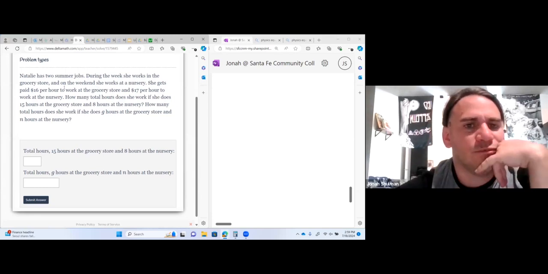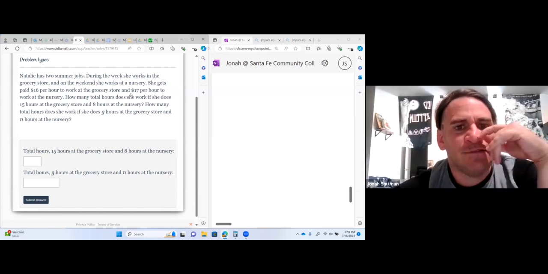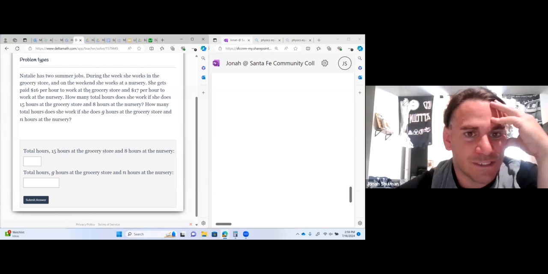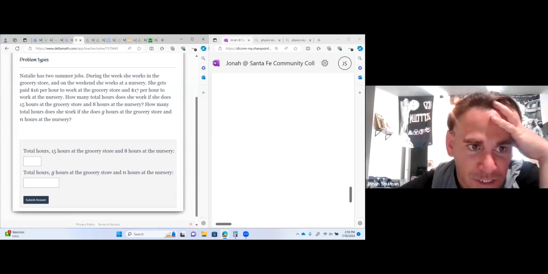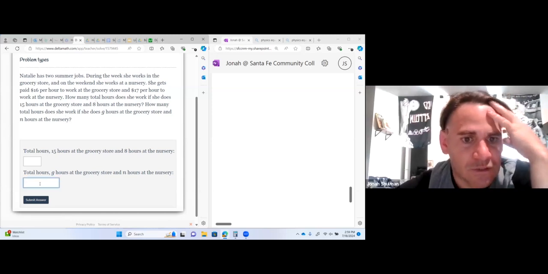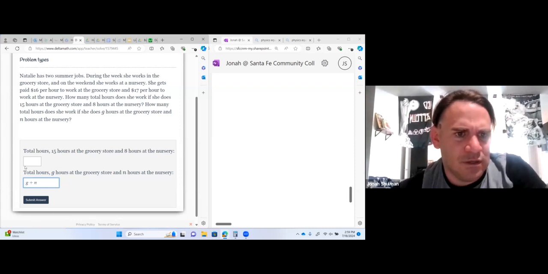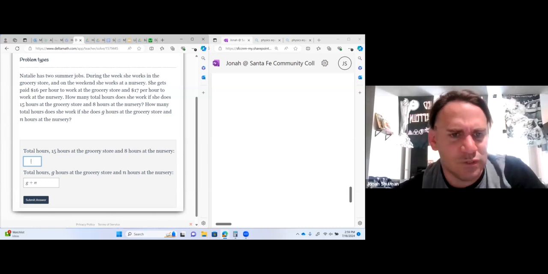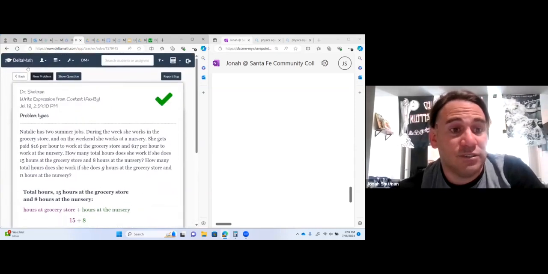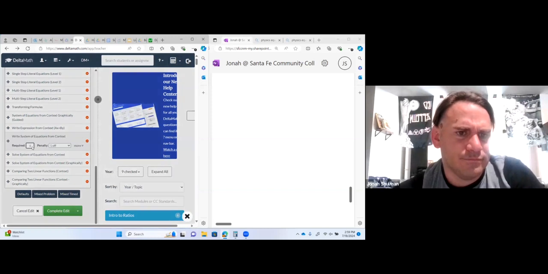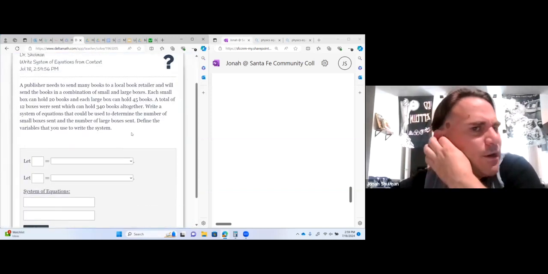Natalie has 2 summer jobs. During the week she works in the grocery store, and on the weekend she works in the nursery. She gets $16 an hour at the nursery and $17 per hour at the grocery. How many total hours does she work? She does 15 at the grocery and 8 at the nursery. So the total hours she works is just G plus M. I thought they would want to know how much money, but they just want the total hours, which is 15 plus 8, because they're doing it in 2 steps. It's 23 hours. I was trying to actually solve the whole thing. All right, here we go.